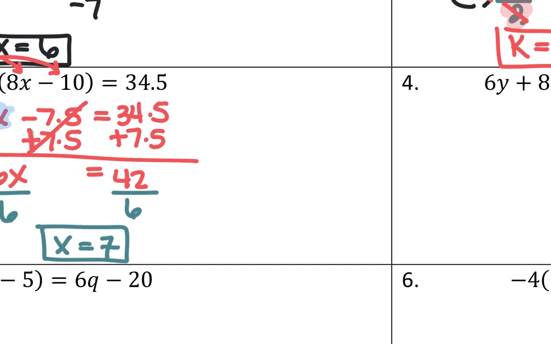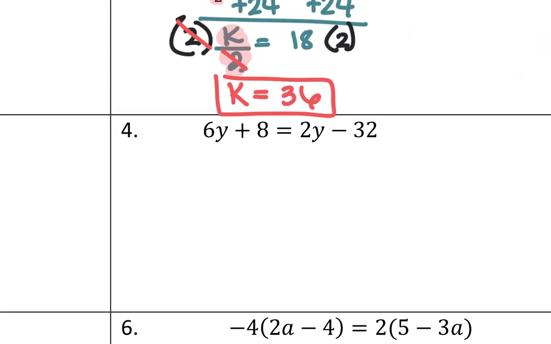All right, here's number 4. We're going to highlight everything that has a letter or a variable. So here we have 2 y's. We can only have one thing highlighted, so we need to put these together. It does not matter which one you move over. I'm going to move over the 2, and this is a positive 2. What's the opposite of a positive 2? A negative 2. So I'm going to minus 2y on both sides.